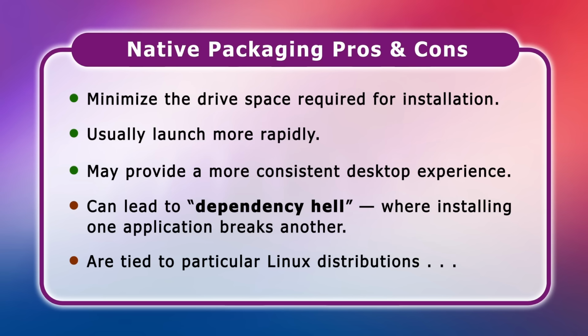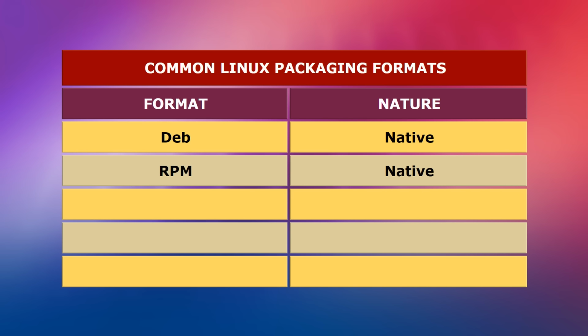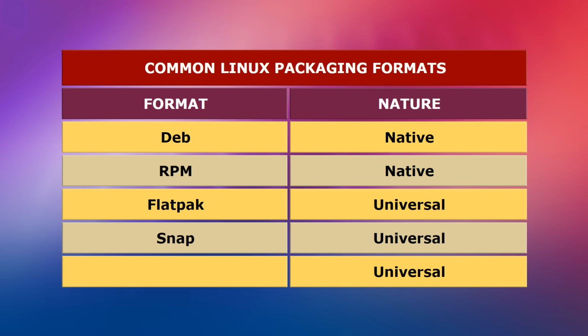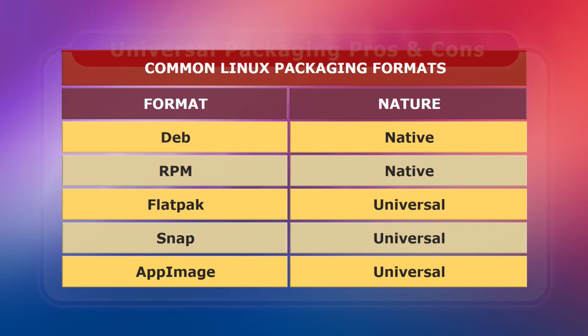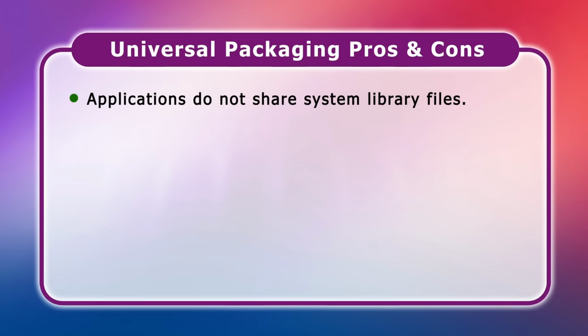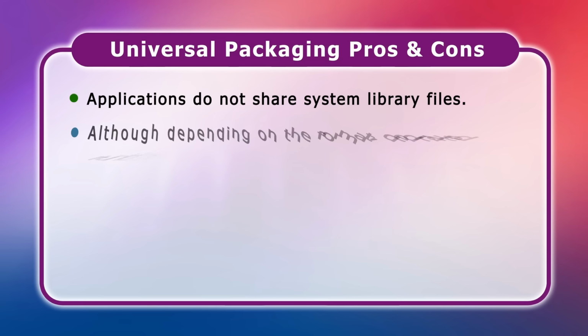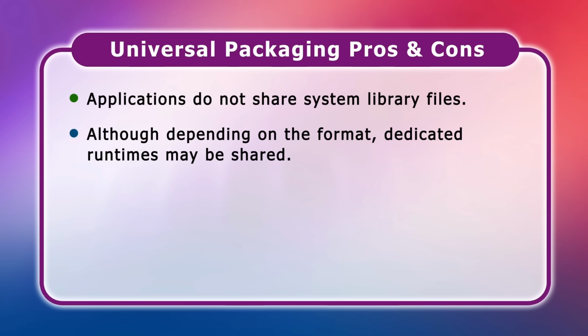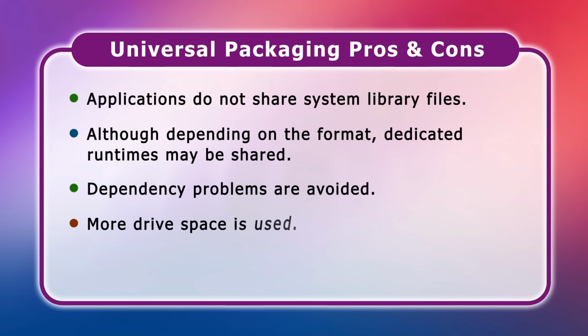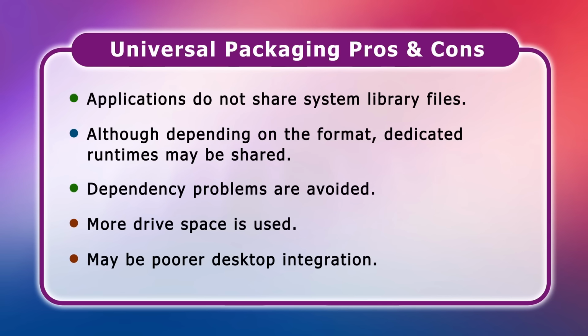Because of these limitations, a second category of Linux packaging format is known as universal, with common examples being Flatpak, Snap, and AppImage. Here, applications do not share system library files, although depending on the format, dedicated runtimes may be shared, as I'll shortly discuss. Dependency problems are subsequently avoided. But more drive space is used, and there may be poorer desktop integration.